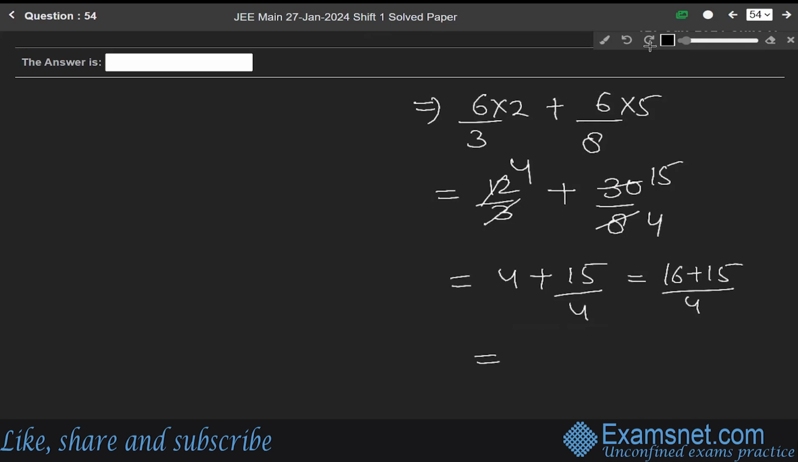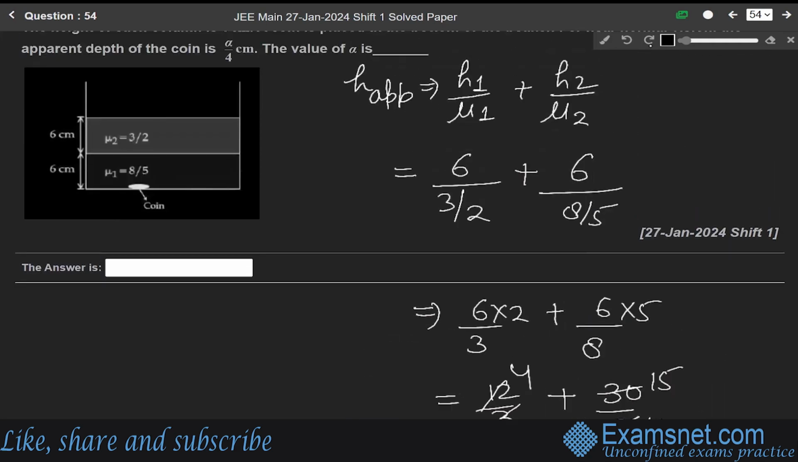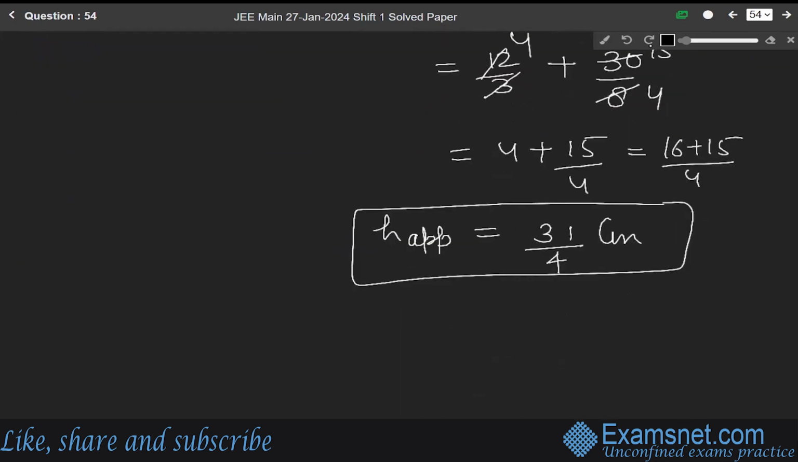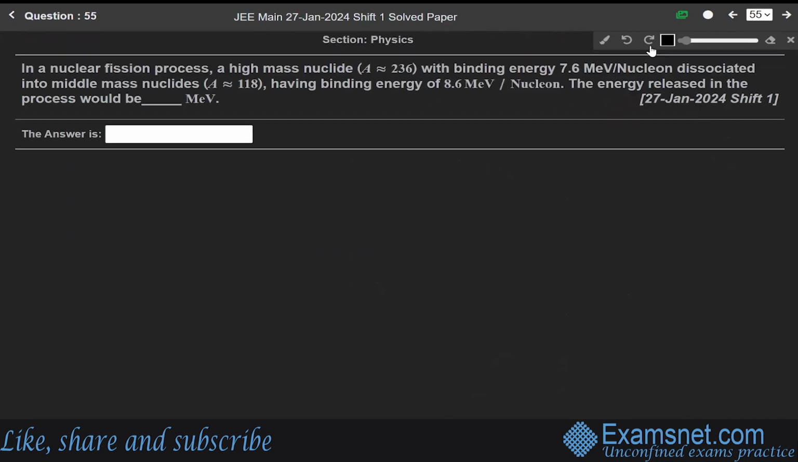It will be equal to 31 over 4 centimeters. So the apparent depth of the coin will be 31 by 4 centimeter. By comparing it with the equation alpha over 4 centimeter, we get alpha equal to 31. Now, next question, question number 55.